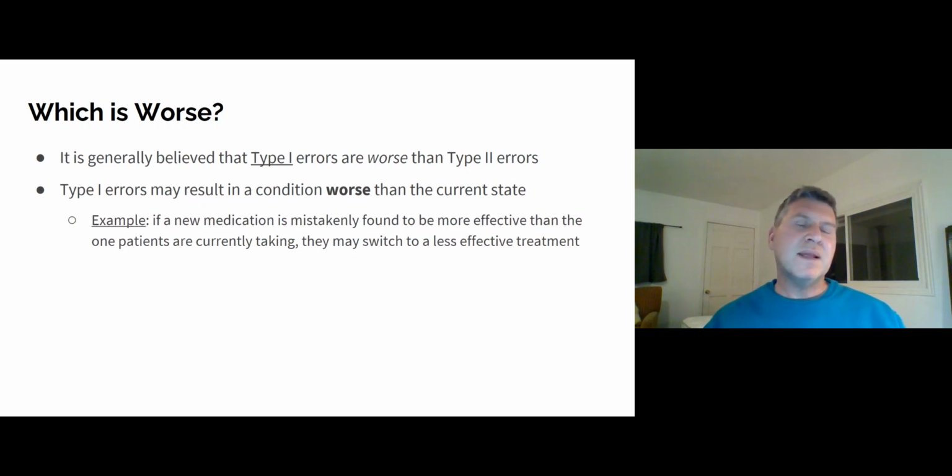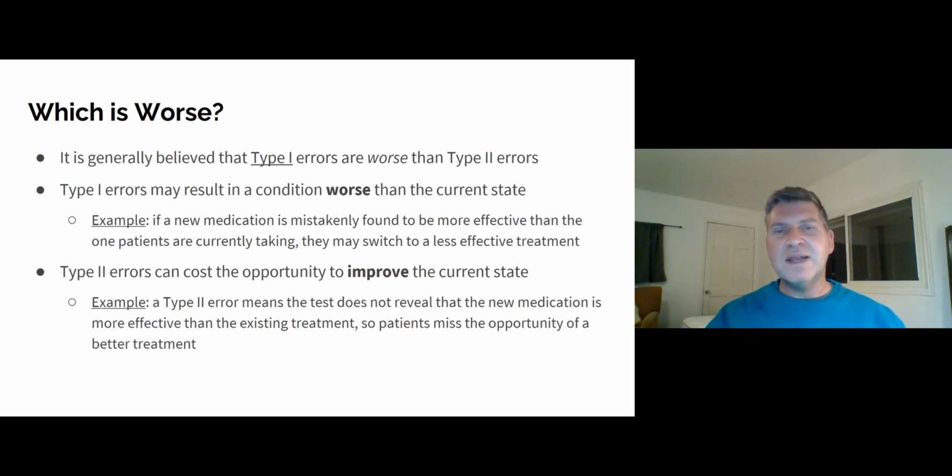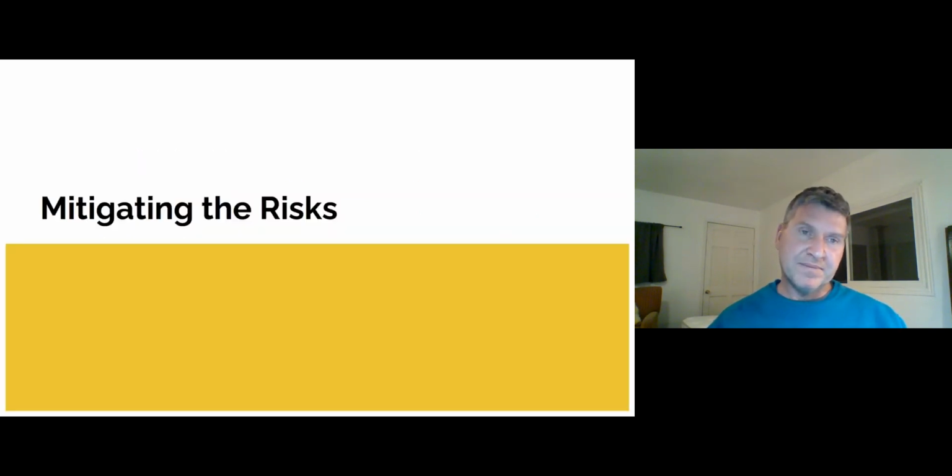Another one that relates to medicine is if a new medication's found to be no more effective, they may switch to a less effective treatment. Type 2 errors can cost the opportunity to improve the current state. So a type 2 error means the test doesn't reveal that the new medication is more effective, so the patients miss this opportunity to actually get better treatment.